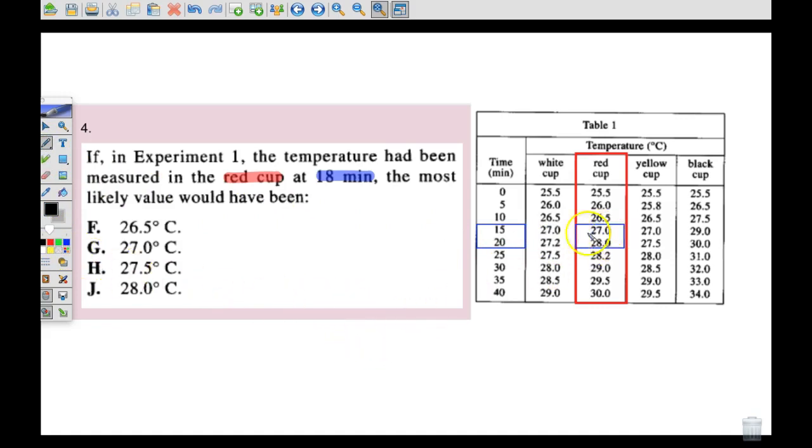So what we have to do is split the difference or find the average. So the temperature at 20 minutes was 28, and the temperature at 15 was 27. And if we take that sum and divide it by 2, because 18 is about halfway between 15 and 20, we would get 27.5 degrees Celsius. So H is our best answer for question number 4.